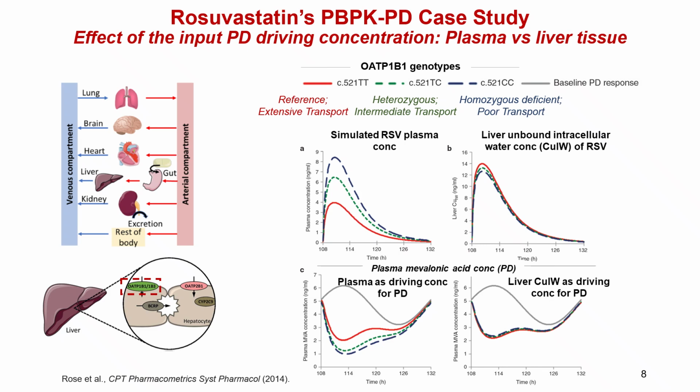So rosuvastatin is a cholesterol lowering drug and the liver is its main site of efficacy. Within the liver tissue, it's transported by different drug transporters, including the OATP1B1 transporter, which is a basolateral uptake transporter. Here in these graphs, I have the concentration time profile curves. The first graph has the simulated rosuvastatin plasma concentration in different OATP1B1 genotypes.